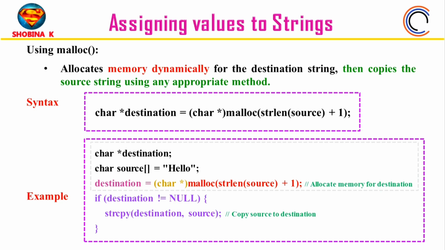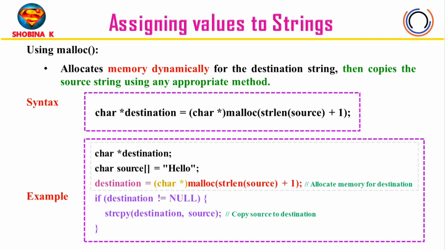And finally, we can assign values to the string using malloc function. And here we dynamically allocate memory for the destination string, and then we copy the source string into the dynamically allocated memory. So using malloc function, you dynamically allocate memory for the destination string, and we specify the size of the memory block based on the length of the source string plus one additional byte for the null terminator. Once memory is allocated, copy the content of the source string into the allocated memory. And it can be done using the string copy functions like strcpy, strncpy, sprintf, or snprintf.